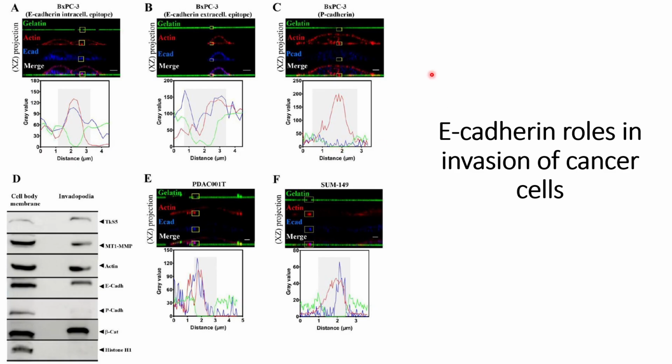After this immunostaining, they also validated the similar results in the cell body membrane and the invadopodia fractions using Western blot, and they were able to see the similar results, that is, E-cadherins are present in the invadopodia sections, whereas p-cadherins are absent. So they used p-cadherins and also histone H1 as a negative control.